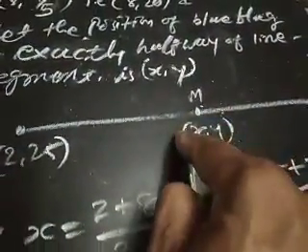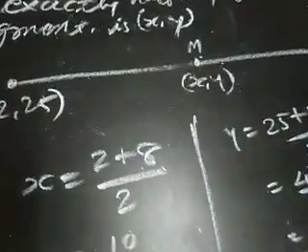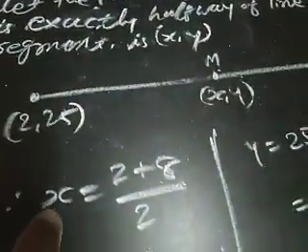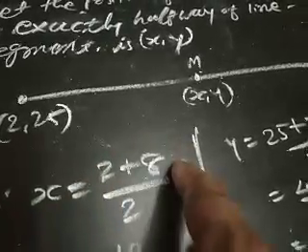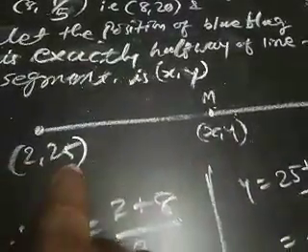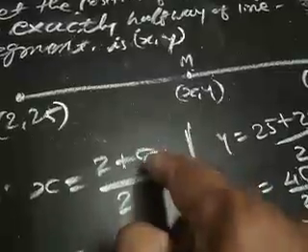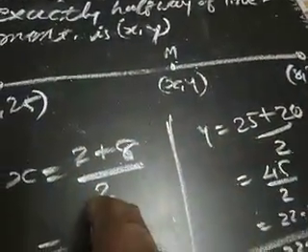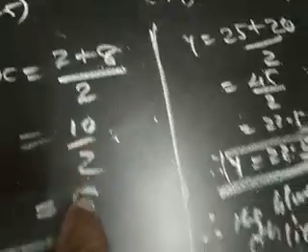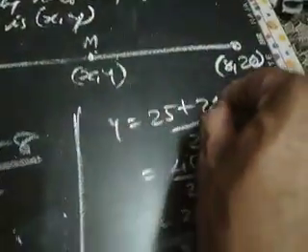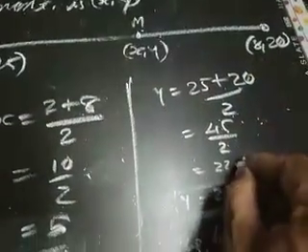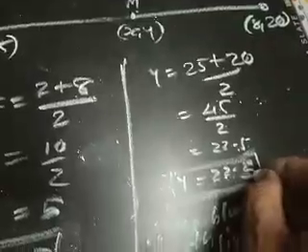So now it is the midpoint, so we use the midpoint formula. We write directly x is equal to (x1 plus x2) upon 2, where the points are (x1, y1) and (x2, y2). Here x1 is 2 and x2 is 8, so (2 plus 8) upon 2, then 10 upon 2 is equal to 5. So x is 5. Similarly y is (y1 plus y2) upon 2, so (25 plus 20) upon 2, then 45 upon 2, which is 22.5.